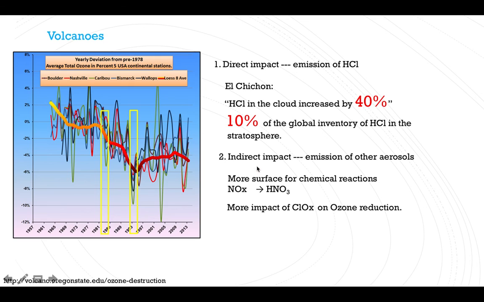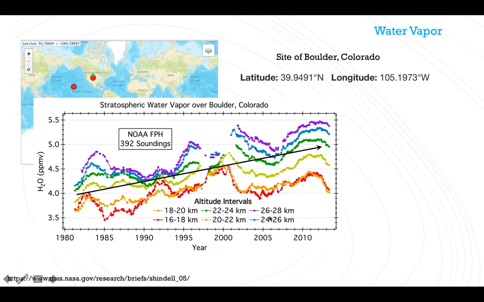And the second effect is aerosols. The aerosols could provide more surface for chemical reactions, as NOx would be hydrolyzed to nitric acid, which is a reservoir for the radicals, and there will be less ozone reduction due to NOx, but there will be more impact of ClOx on ozone reduction. So the volcanoes would accelerate the ozone reduction.